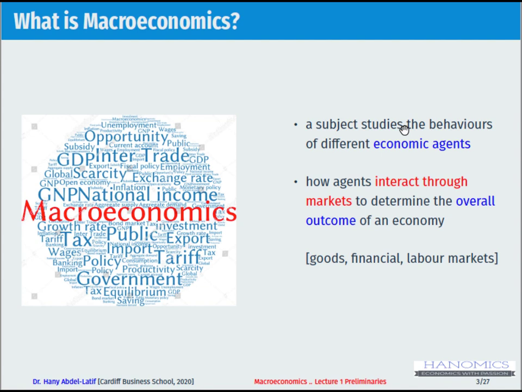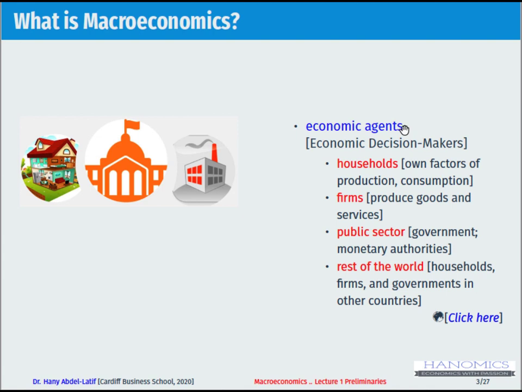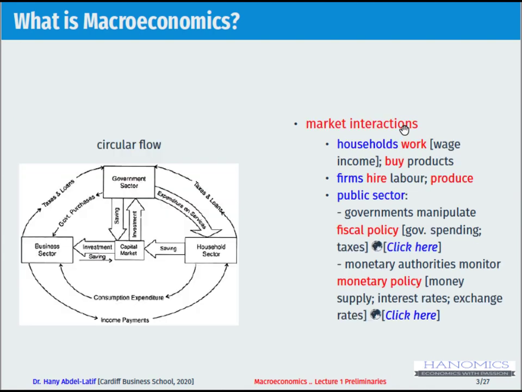If you go back to my definition, we study the behavior of economic agents. Hopefully now we know what we mean by economic agents and how they interact together. This is exactly what I mean by the interaction between these different agents. Households work for income, and then they buy products, so they consume goods and services. On the other side, firms hire labor and produce goods and services.